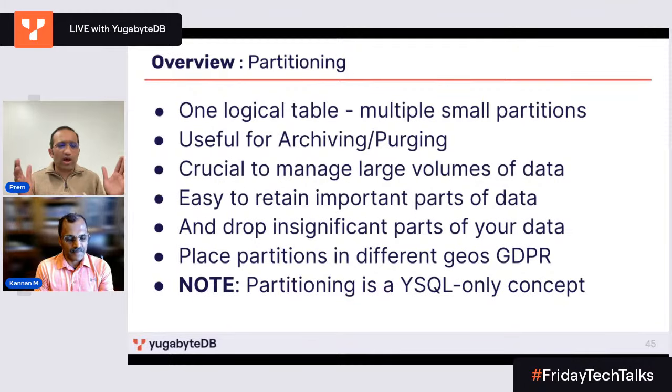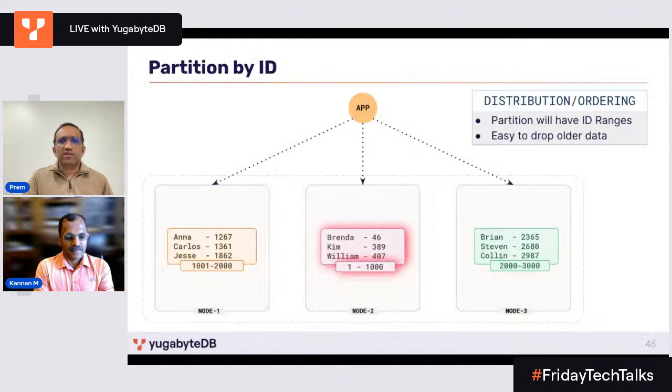For example, if you want to retain just 3 months of data, you can have a rolling window and drop the oldest partition when the 4th month arrives. For scenarios like GDPR, you can place partitions of certain users in certain geographies. Remember, this is only available in the YSQL API and not in YCQL, because we have adopted this from Postgres.